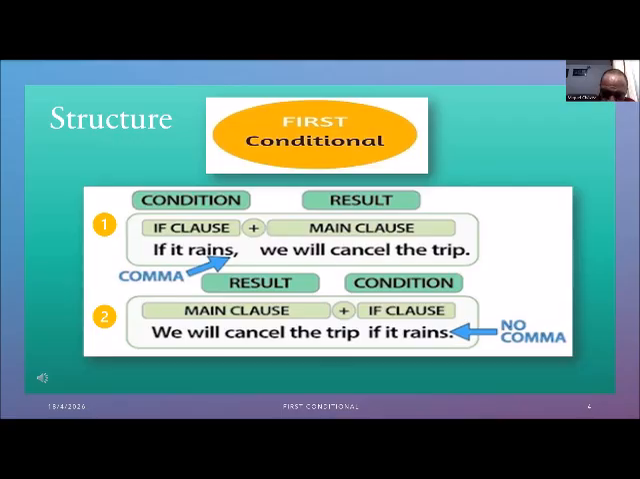For example, we will cancel the trip if it rains. A comma is not necessary. Now we know how to construct conditionals, but in this class we just focus on zero conditional and first conditional. Then let's start.